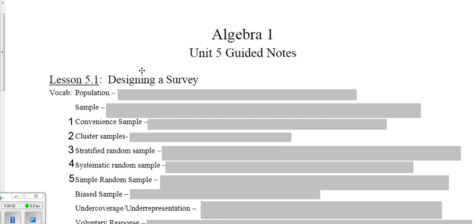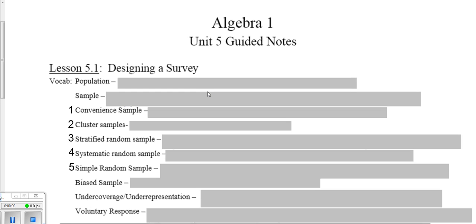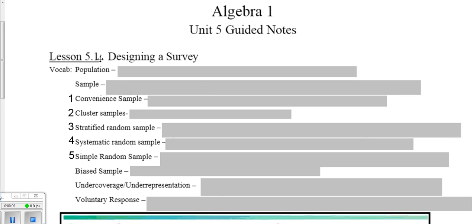All right, moving on to Unit 5, we are looking into data and statistics. So Unit 5.1 is going to be all about designing a survey and making sure that our surveys are correct and can give us some good data. So let's first go over some terminology, some vocabulary. When we're designing a survey, some things to keep in mind.